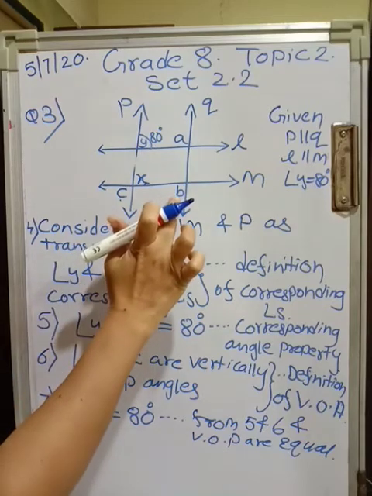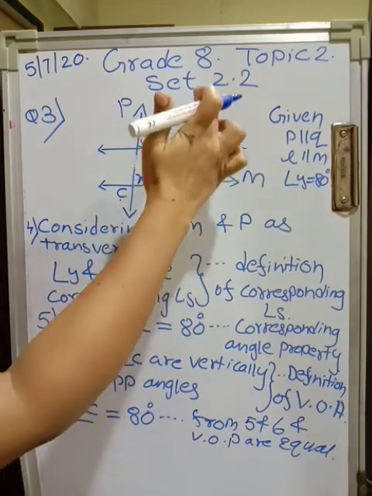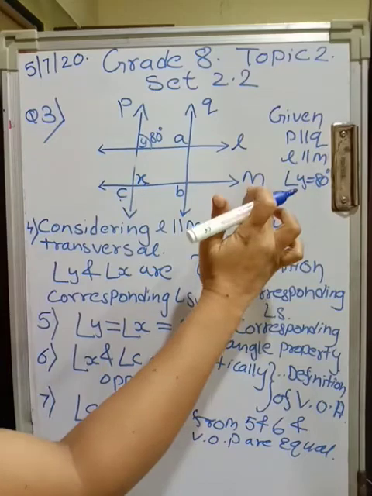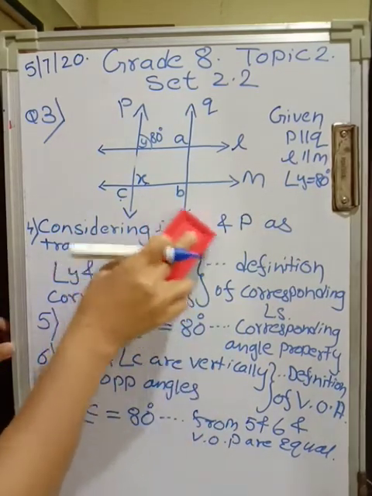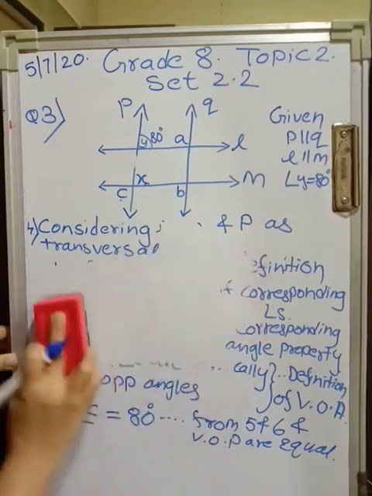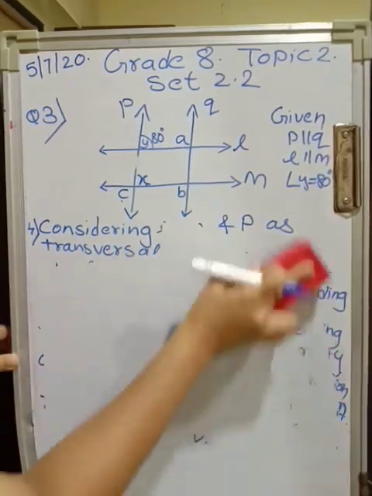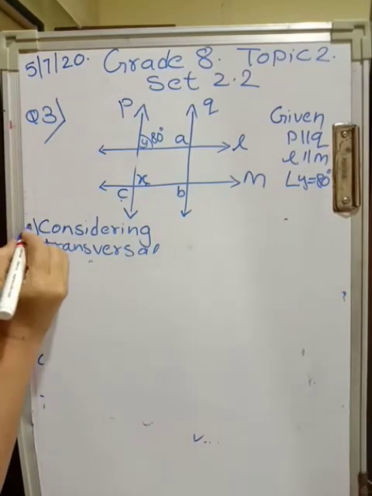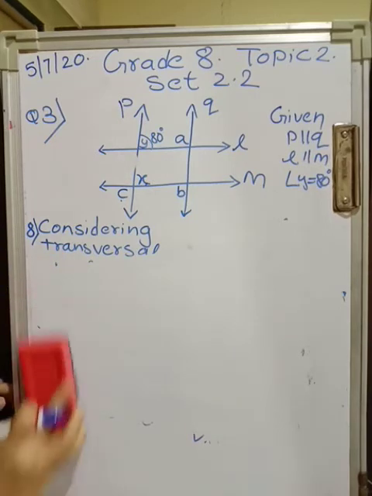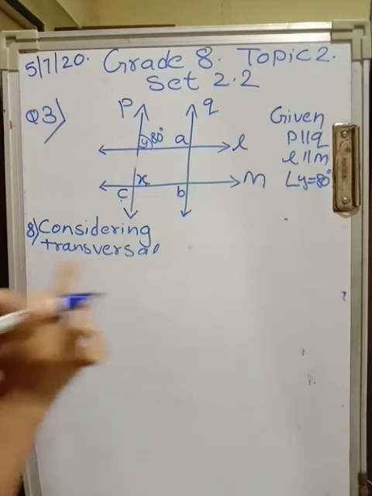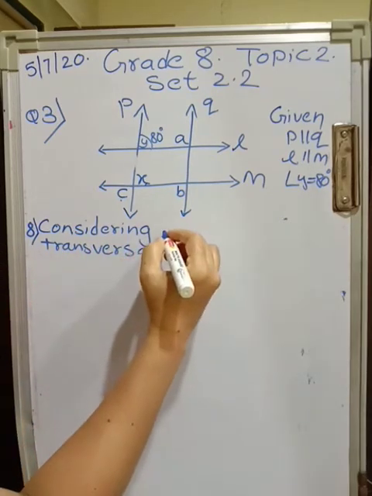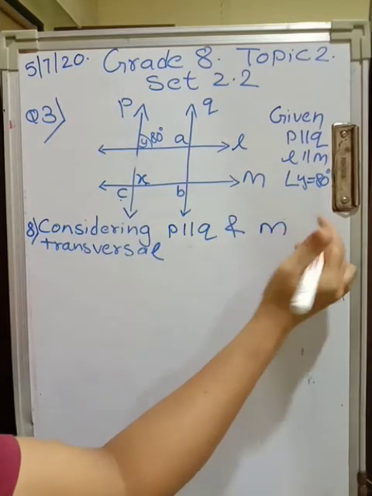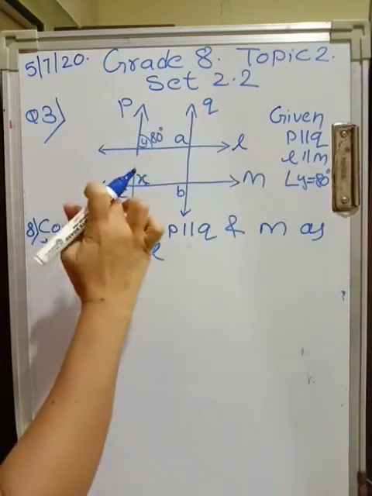Okay, now we want to find angle B. Now to find angle B, we will be considering again parallel lines P and Q, and now M as transversal. 7th is already done. Now 8th. Considering again P parallel to Q, and now what is transversal? M as transversal. These two are parallel and this is transversal.